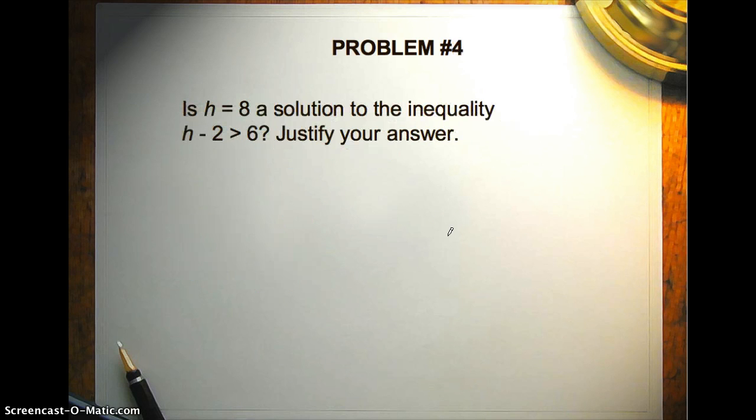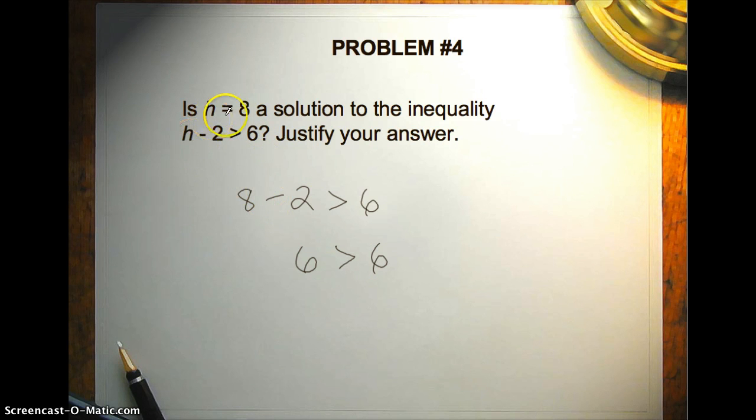So is h equal to 8 a solution of the inequality h minus 2 is greater than 6? Justify your answer. So this is a problem you will see in class. So if 8 is equal to h, then that means that we're going to plug in 8 as h, and we're going to write in the rest of it. 8 minus 2 is 6. Okay, so we need to read this inequality now. So this reads, and say it with me, 6 is greater than 6. So is that true? Is h equals 8 a solution to this inequality? And you need to explain why.